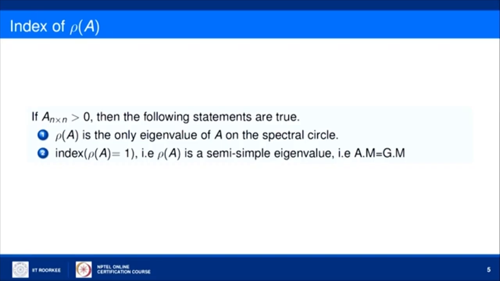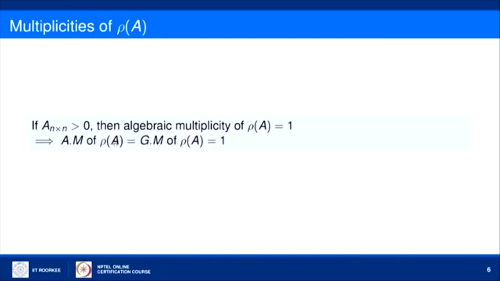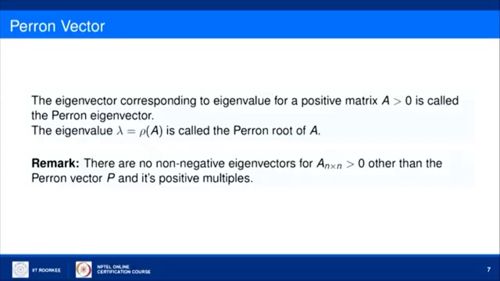The other results on positive matrices are, if A is a square matrix of order n which is a positive matrix, then the algebraic multiplicity of the spectral radius of A equals 1. And its geometric multiplicity is also 1 because it is a semi-simple eigenvalue. Hence, the algebraic multiplicity of the spectral radius of A equals its geometric multiplicity, and this equals 1. So, let us take an example of that. Before that, let us define the Perron vector.